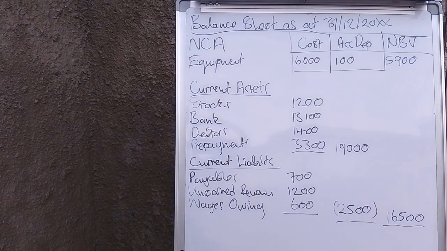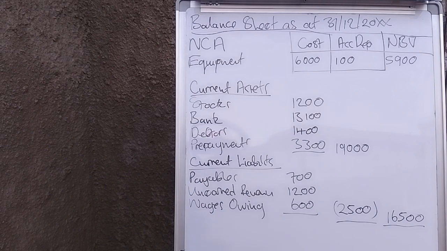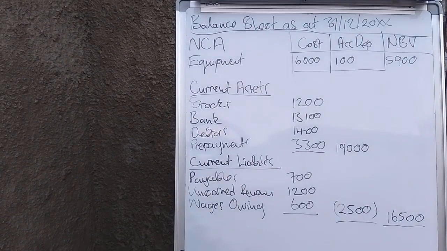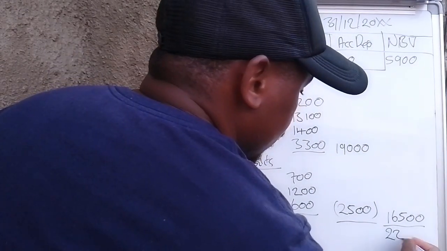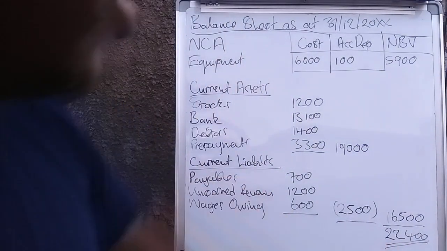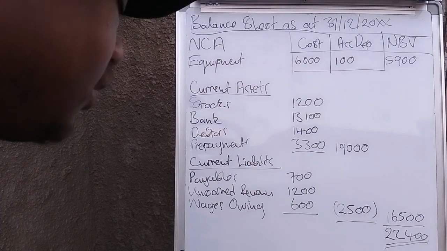Now we add our working capital to the net book value of fixed assets. 5,900 plus 16,500, we get 22,400. And this will be our balancing figure. Now just wrap this one and try to create some space for us to do the finances part.